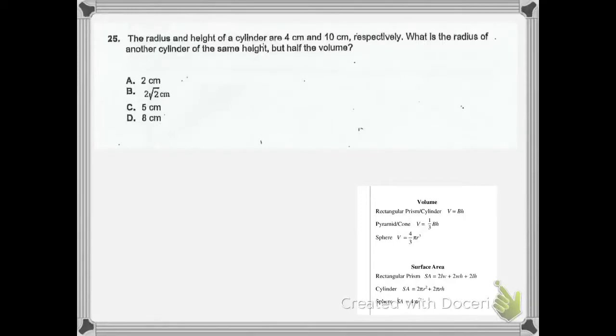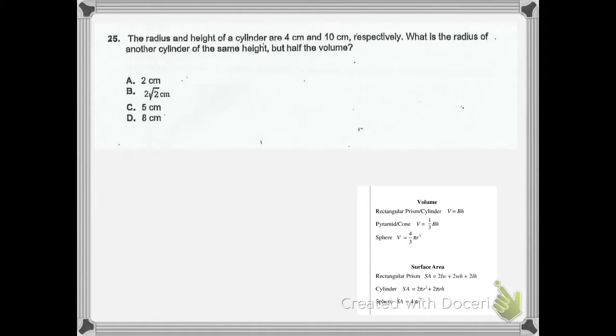Alright, if you had trouble with any of the questions 25 through 32 on the practice test that we took Thursday, this is the video you should watch. 25 says the radius and height of a cylinder are 4 centimeters and 10 centimeters respectively. What is the radius of another cylinder with the same height but half the volume?